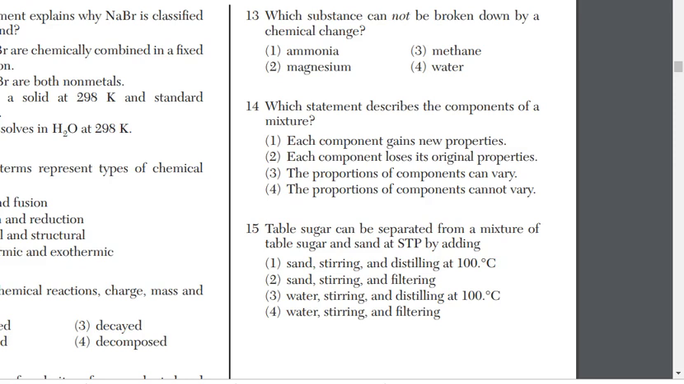You're stirring it just to make sure all the sugar is dissolved, and then you can filter out the sand from the sugar. And then, yes, what would you do? You would go ahead and you could filter it. So the answer here is choice 4 for question 15.